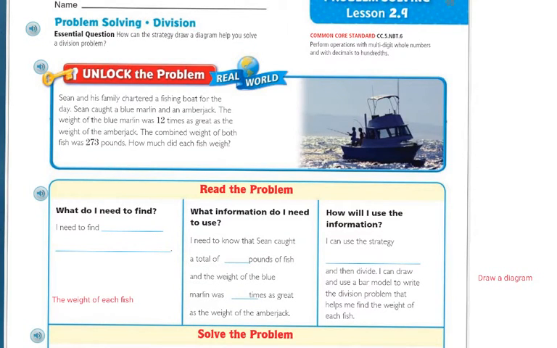Today's lesson is 2.9. We are problem solving division. So the essential question: how can the strategy draw a diagram help you solve a division problem?